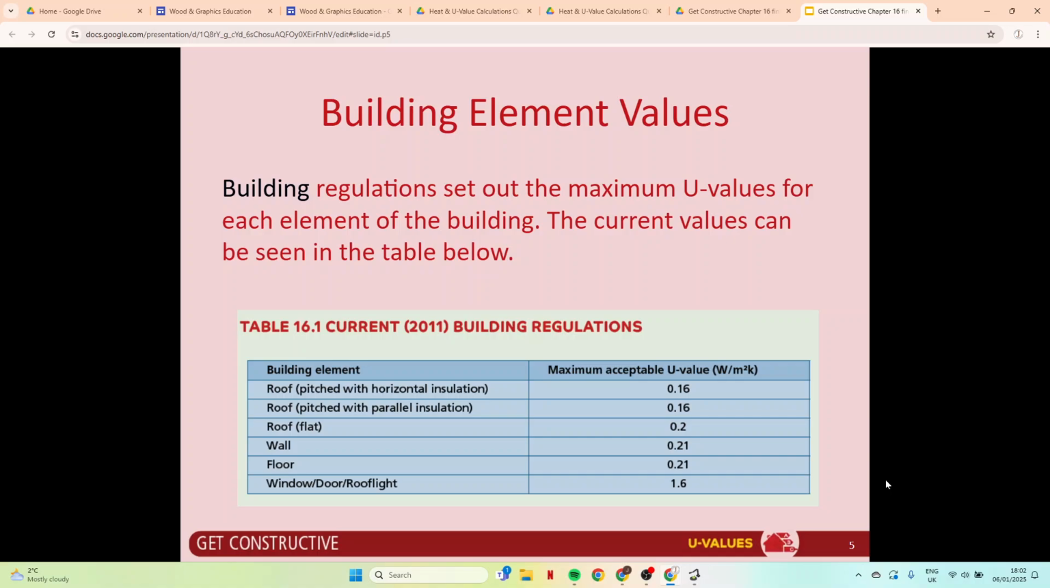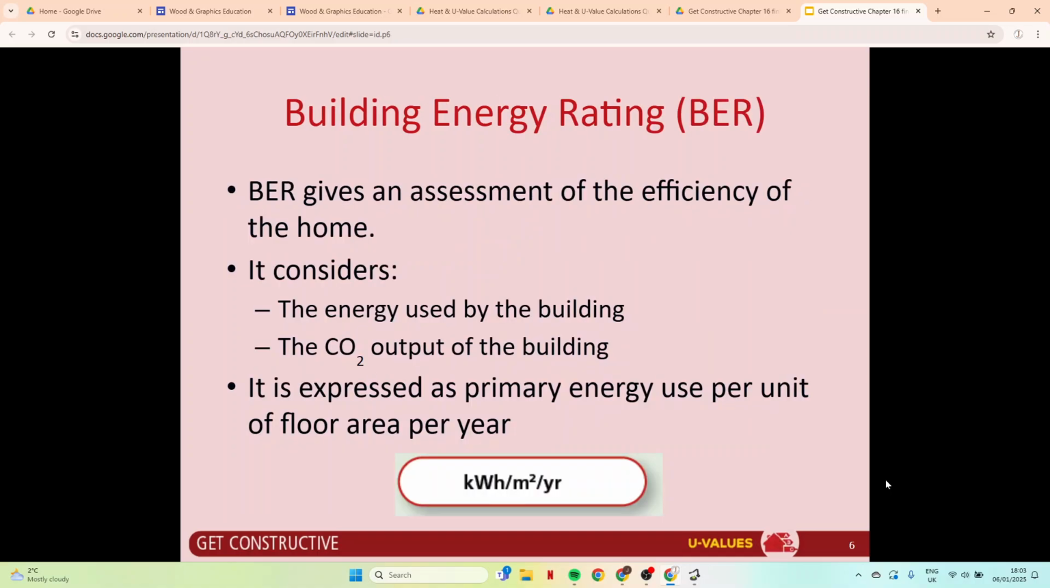Now, according to building regulations in 2011, they are as follows. A roof pitch with horizontal insulation, 0.16, pitch with parallel insulation, 0.16, flat roof, 0.2, wall, 0.2. You also have a floor there of 0.21 as well. And you have a window, door, and roof light at 1.6. Again, the lower the number, the better in this case.